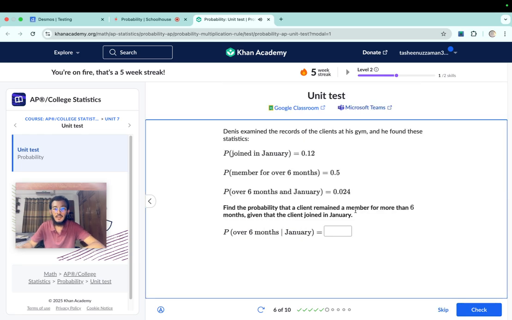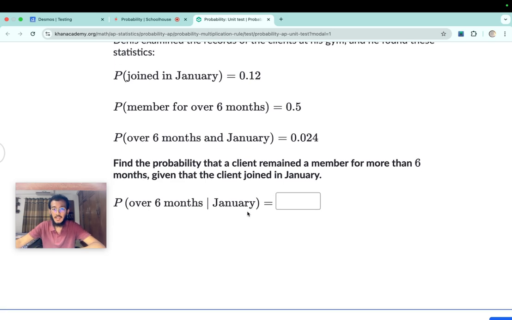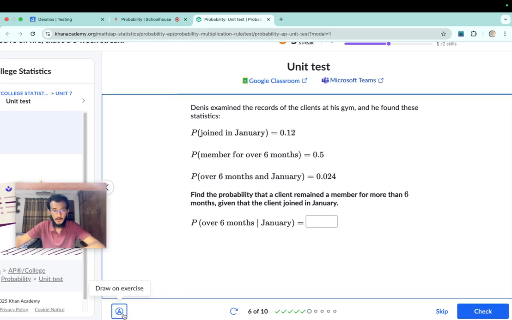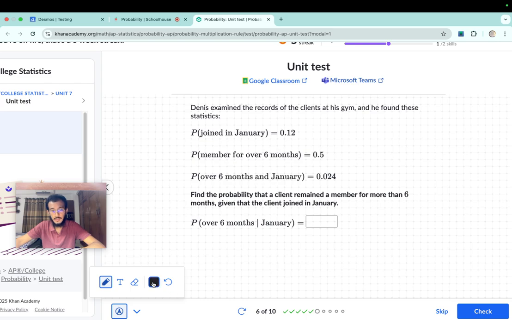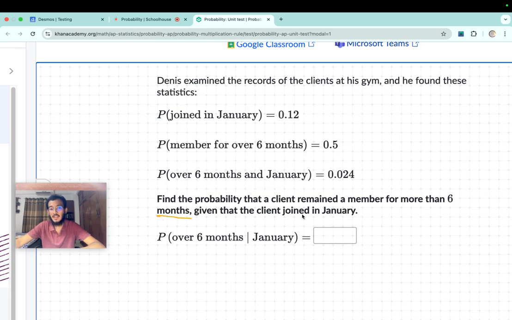Yep. All right. Dennis examined the records of the clients at his gym and he found these statistics. Probability joined in February, probability member for over 6 months, probability over 6 months and January. All right. Now we're trying to find the probability that a client remained a member for more than 6 months, given that the client joined in January.